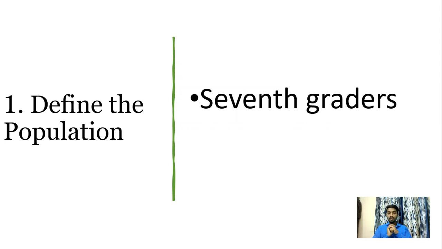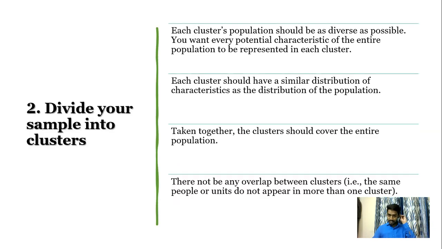So here I have to make sure what population size I am going to choose. That is also important, whether it's 100, 200, but I don't know the population size here because it's cluster sampling. I have a whole population here. Still, I don't know the numbers. So my population here is simply defined as seventh graders. Next we are going to divide the samples that I have collected into clusters. I'll explain this with an example.